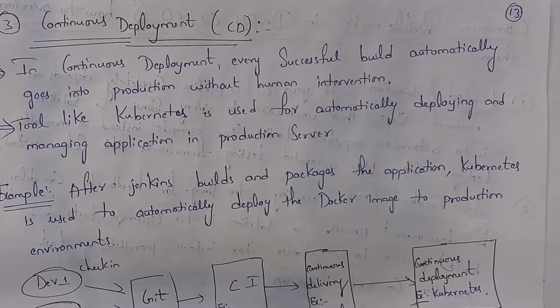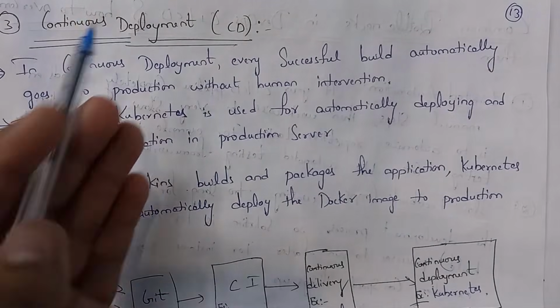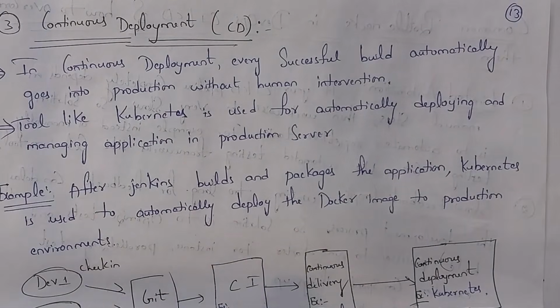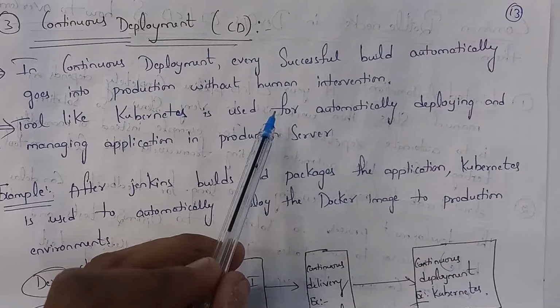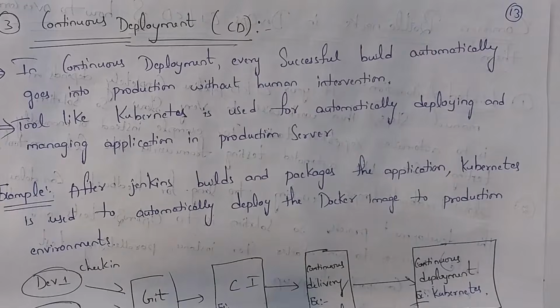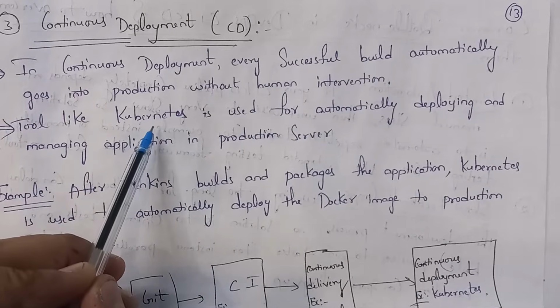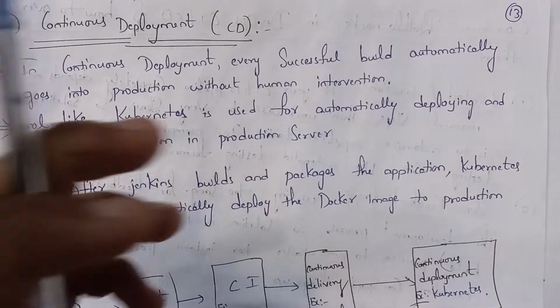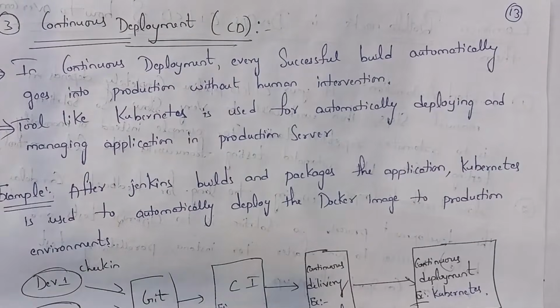Guys, the production server is nothing but Kubernetes. We will place our application in Kubernetes, where this Kubernetes is the production server. So deployment is nothing but placing our application into a production server like Kubernetes. So tools like Kubernetes are used for automatically deploying and managing applications in the production server. So basically this Kubernetes software is present in our production server. So we will place our application in Kubernetes.